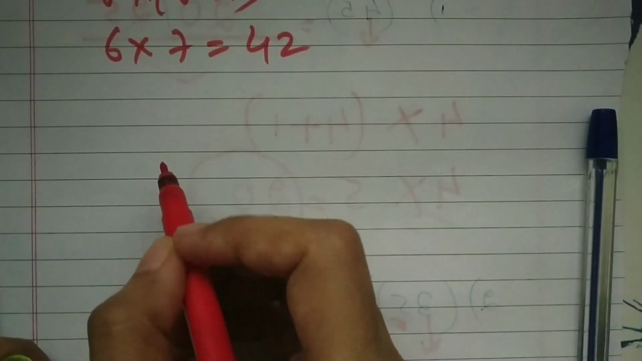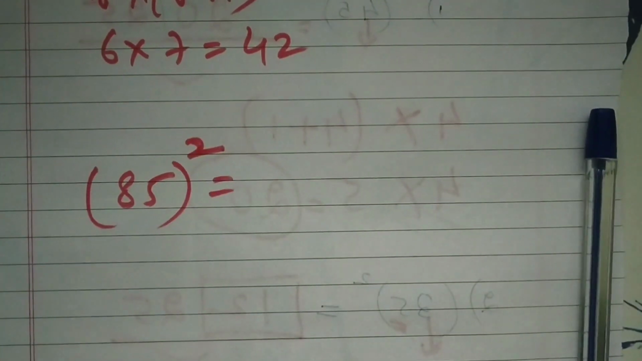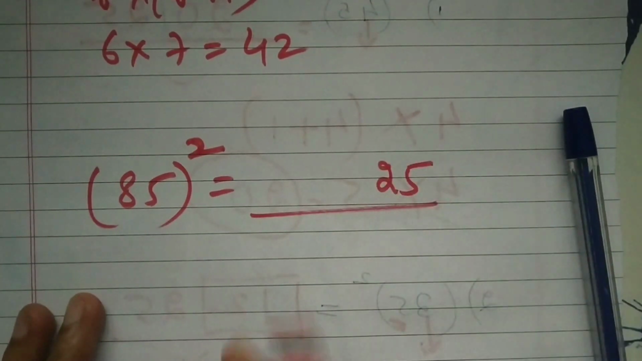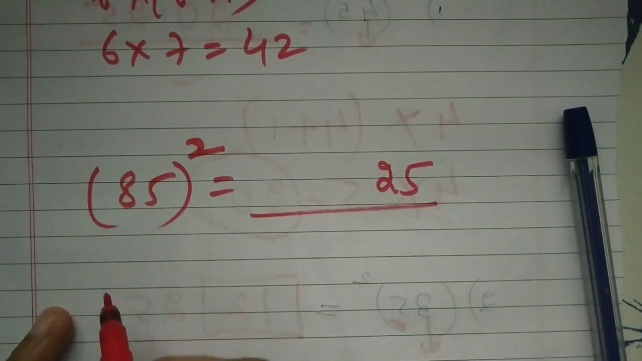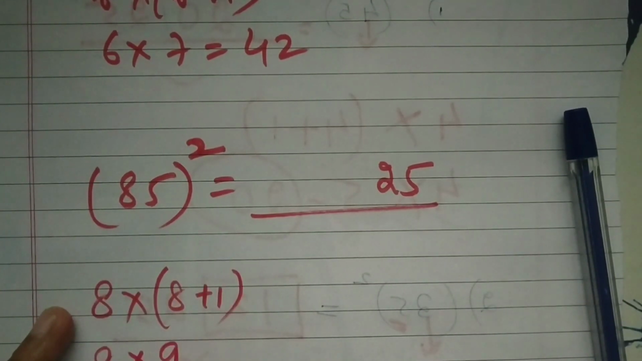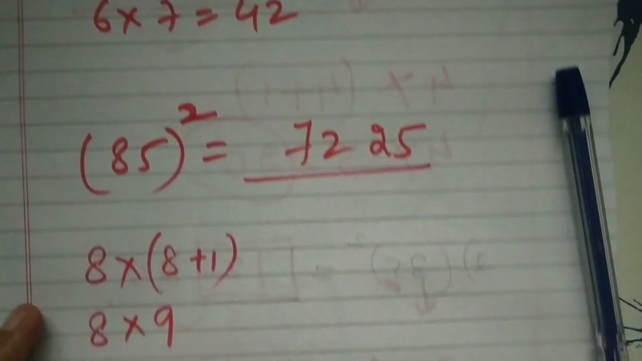Now let's move on to the next example. Can you tell me what 85 square will be equal to? Come on, let's try this orally now. You don't have to write also. So the last two digits will be 25. This is 8. I'm just writing because I have to explain. 8 multiplied by 8 plus 1, that's 9. What will 9 eights be? 9 eights is 72. So your answer will be 7225.